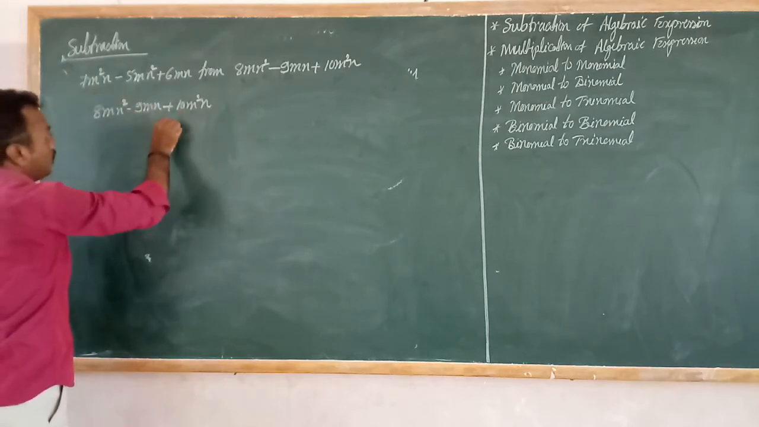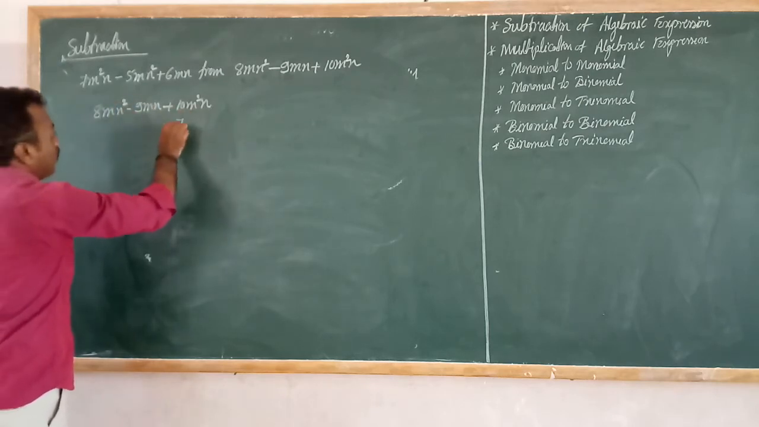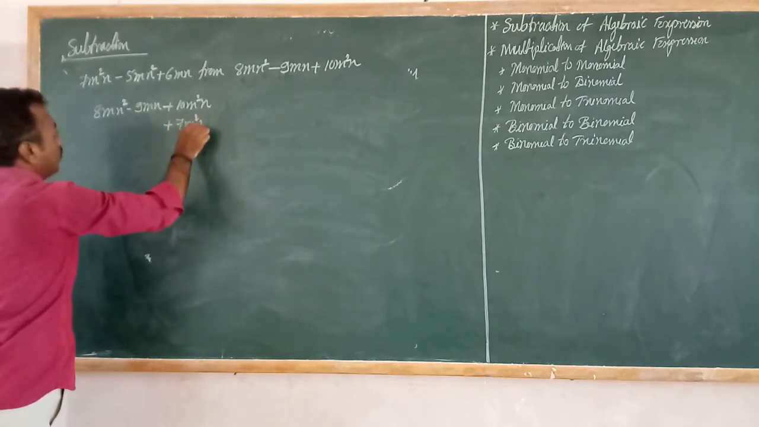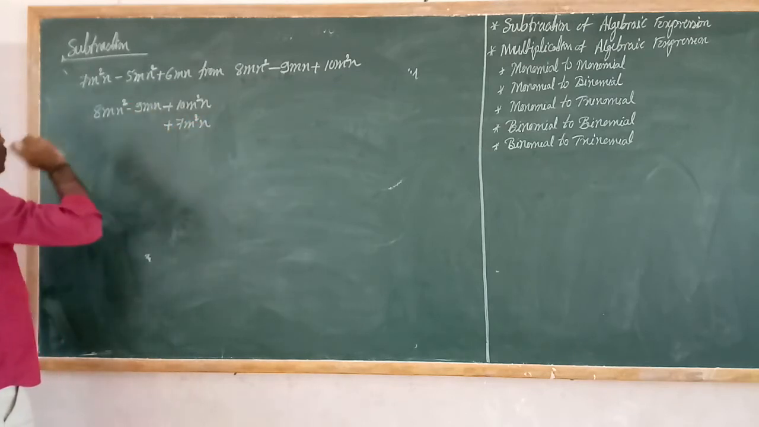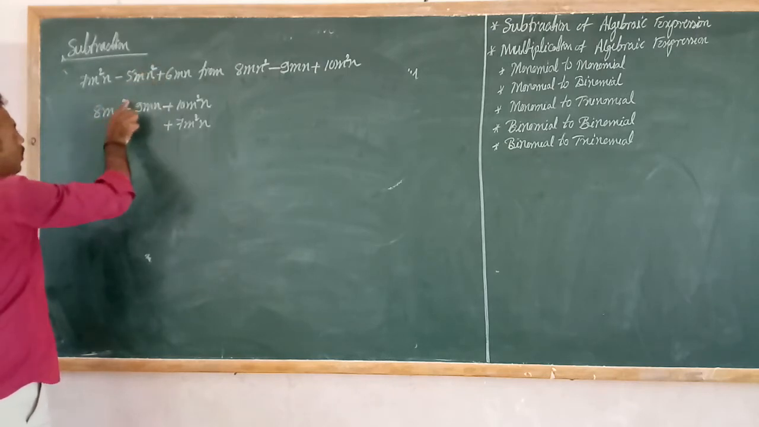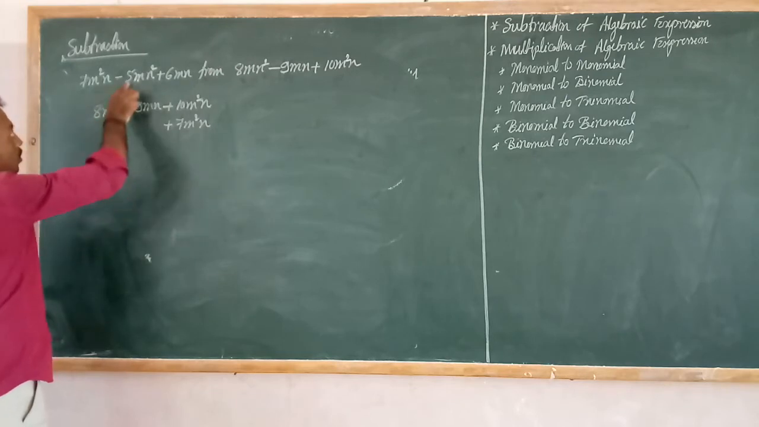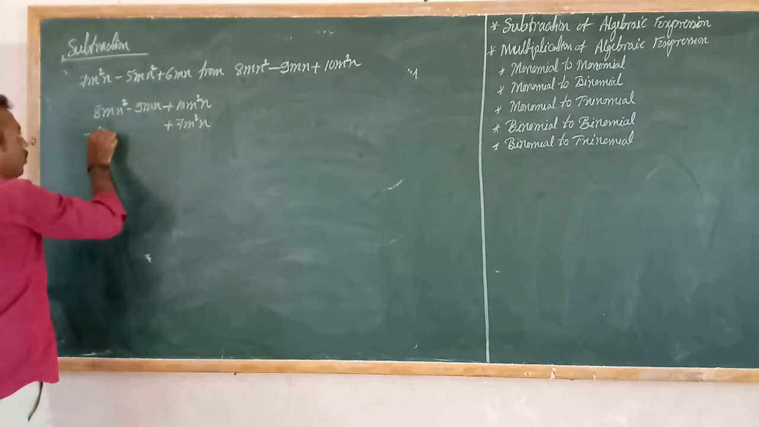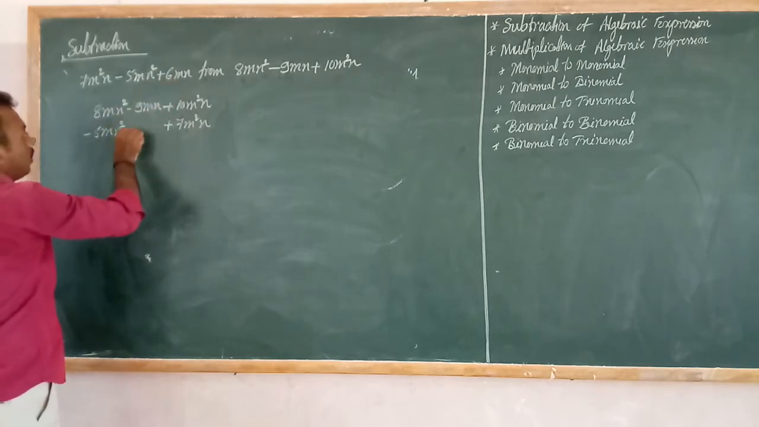Since nothing is written before it, plus is there. So that's why plus 7m square n. Okay. Next, minus 5mn square. Since mn square is there, this term has to be written under that term. So minus 5mn square. Okay. After that 6mn, so that is plus 6mn.